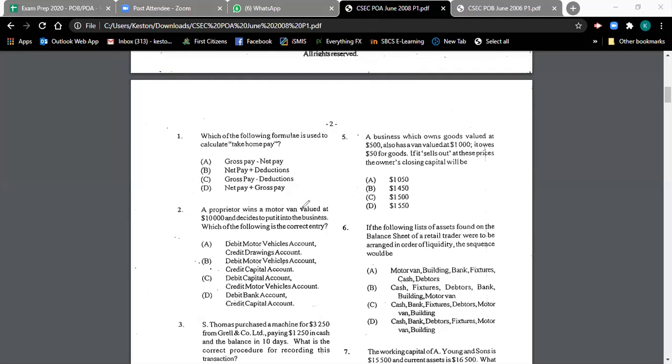2, a proprietor wins a motor van valued at $10,000 and decides to put it into the business. Which of the following is the correct entry? Debit the motor vehicle, credit the capital. Yes, because to increase capital, we always credit it. To increase that asset, we always debit that asset account.